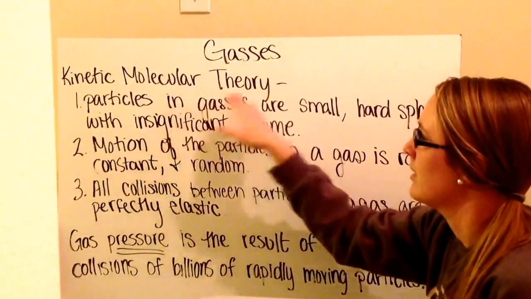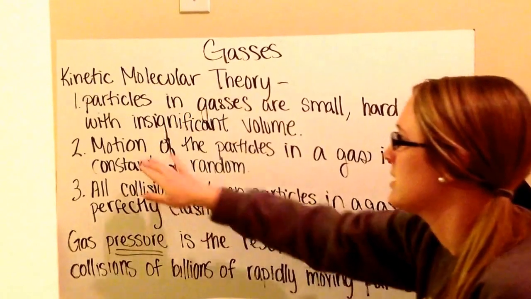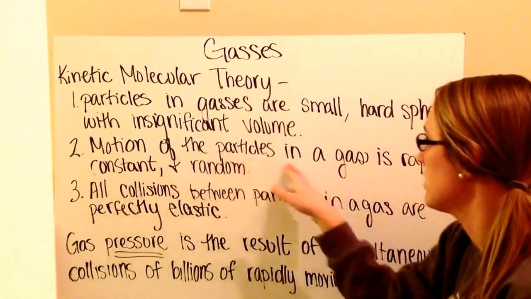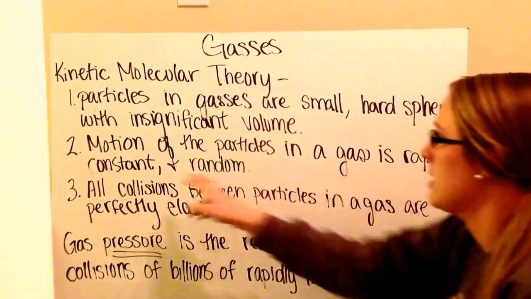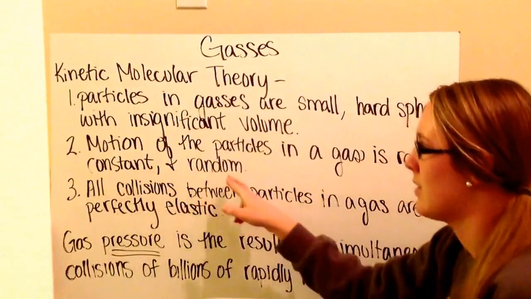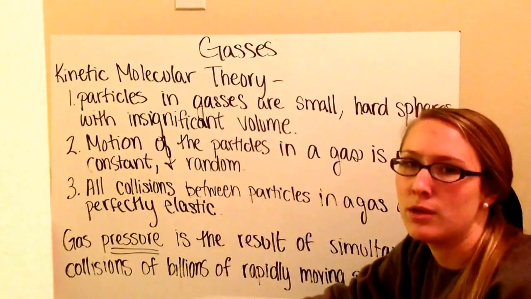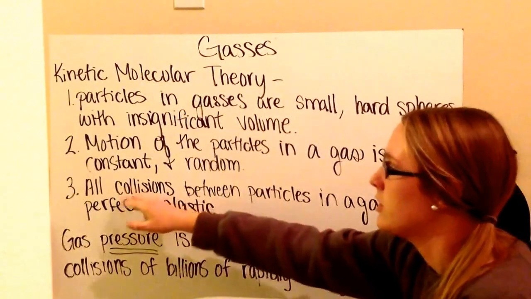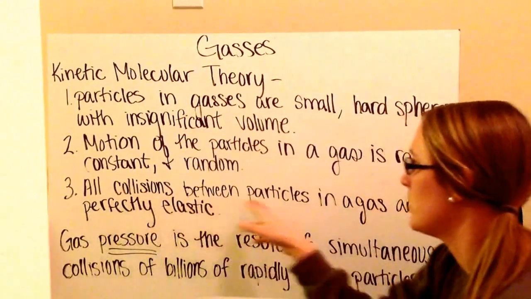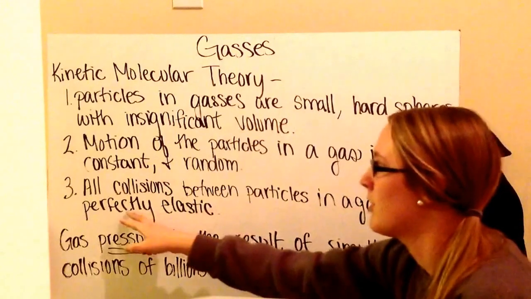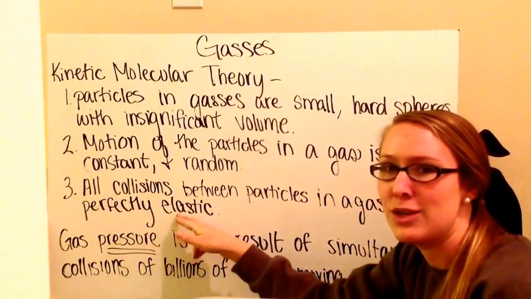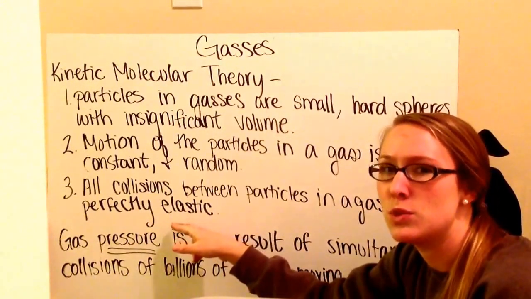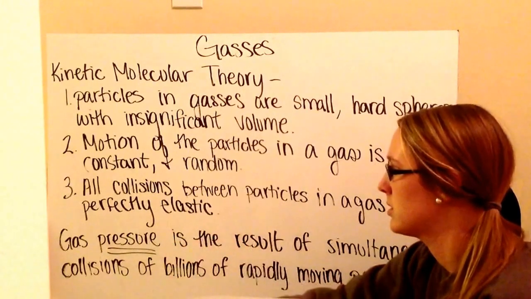The kinetic molecular theory also states that the motion of the particles in a gas is rapid, constant, and random. So that means that the molecules are moving around very fast. The third part is that all collisions between particles in a gas are perfectly elastic. So that means that no energy is exchanged between the different gas molecules.